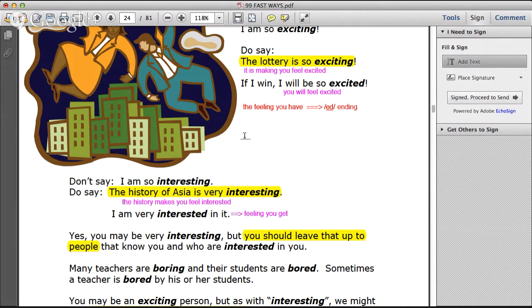But I can say "I'm so bored" and leave it right there. I don't have to say any more, because it's the feeling I have. But if you say "I'm so boring," you have to explain why you think that. I'm so boring because the people here in class are yawning and they're leaving. But you rarely say that. Just remember, if it's the feeling you have, use the -ed ending.